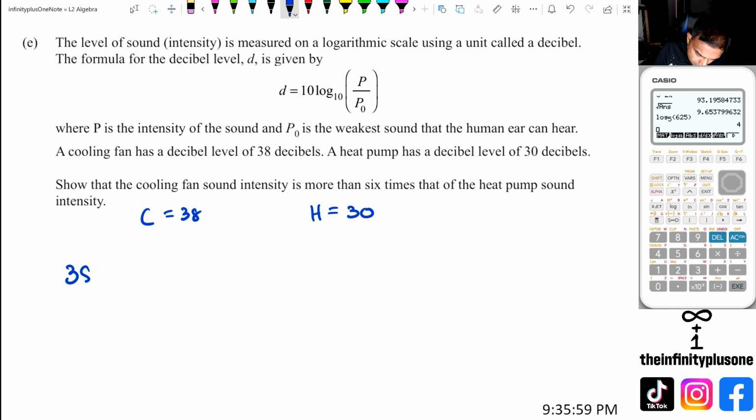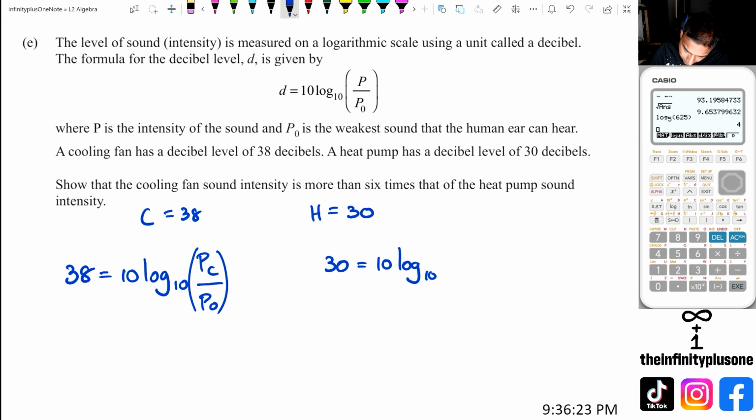So that means we're going to get 38 = 10 log10 of whatever the intensity of the cooling fan sound is, over P naught, which is the sound the human ear can hear. And I'm going to do the same for the heat pump as well. So we're going to get 30 = 10 log10 PC over P naught. Not PC, sorry, PH, because now this is the intensity of the sound for the heat pump.